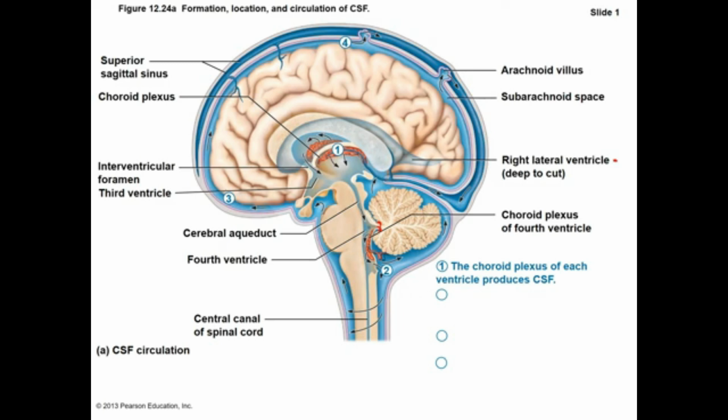Now, if you take a look at, as I said, the orange colored structures, you'll see some red arrows coming out of them. And this is sort of my way of indicating that these actually produce cerebrospinal fluid. We'll see exactly how they do in a little bit.